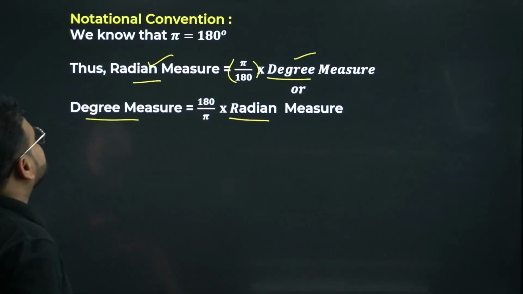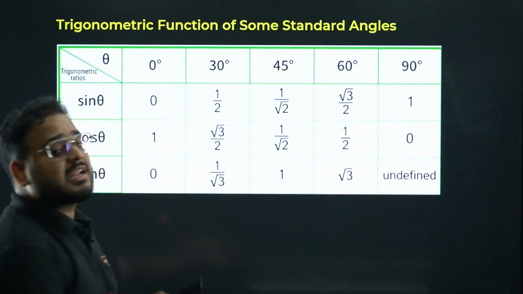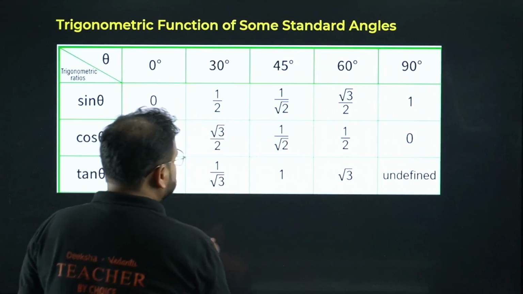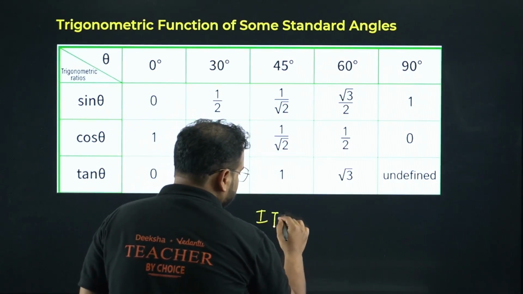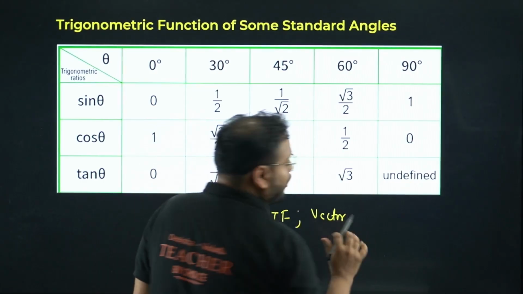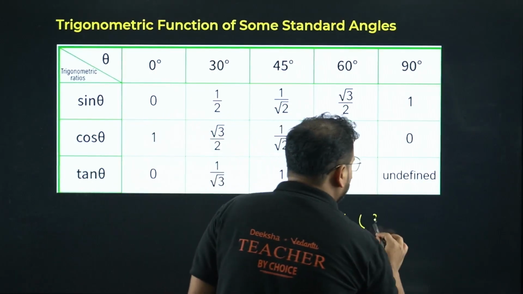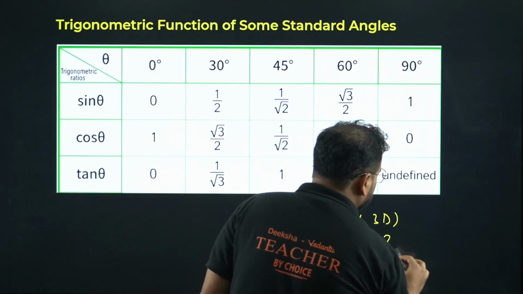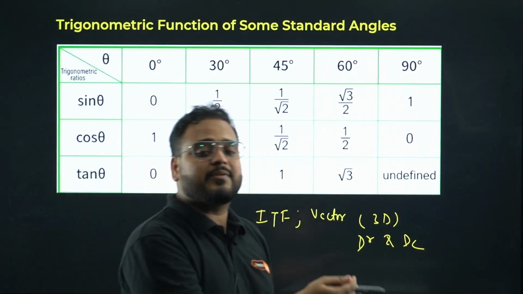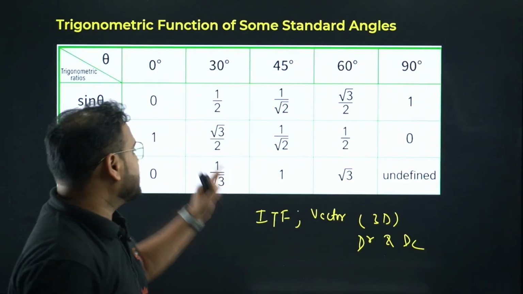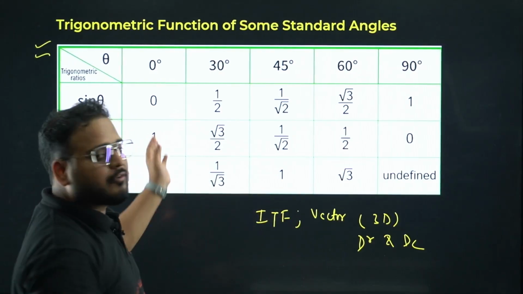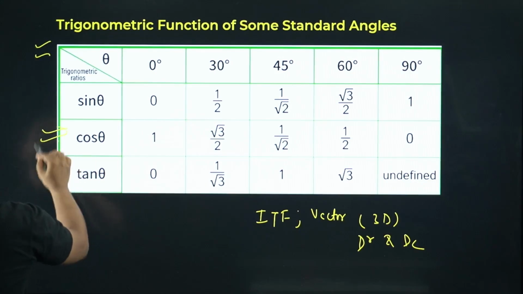Now if you move forward, you have this table, which is very important. It is useful in inverse trigonometric functions, and it is also useful in vectors and 3D, where we talk about direction ratios and direction cosines. When alpha is given like this and beta is given like that, what is the value of gamma? So this table is highly important. Sin theta, cos theta, tan theta, others you can find from here only, but mostly questions come from sin or cos.